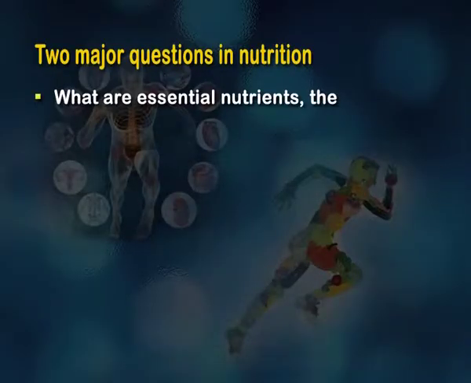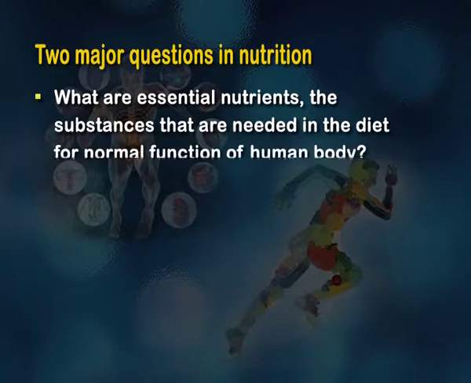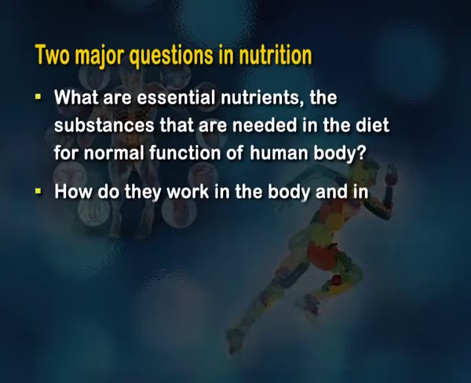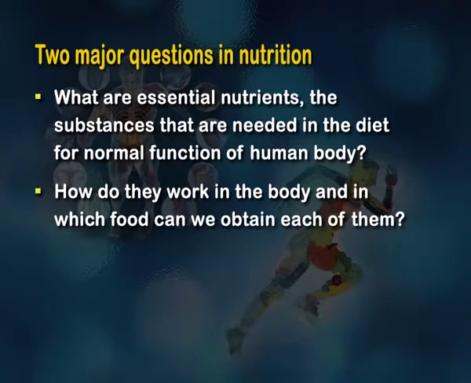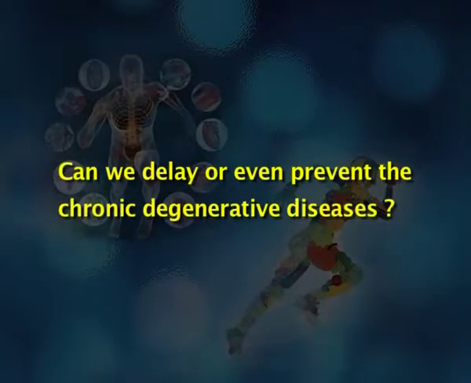Apart from behavioral and sociological aspects of eating, there are two broad groups of questions in human nutrition. First, what are essential nutrients, the substances that are needed in the diet for normal function of the human body? How do they work in the body and in which food can we obtain each of them? Many of the answers to these questions have been established. Second, can we delay or even prevent the chronic degenerative diseases? These diseases, like coronary heart disease, have multiple causes, so nutrition can only be expected to make a contribution, causative or protective.